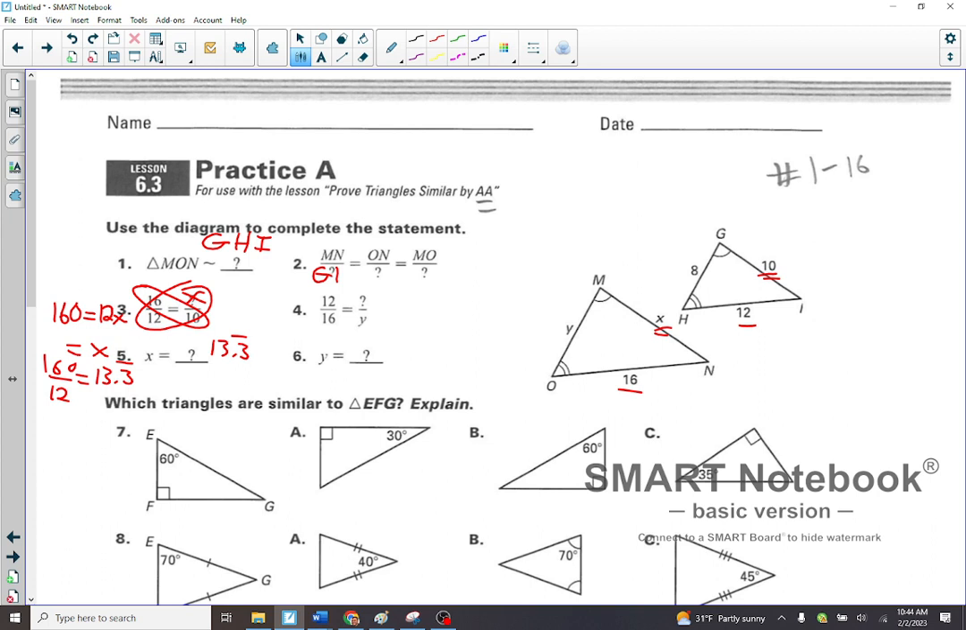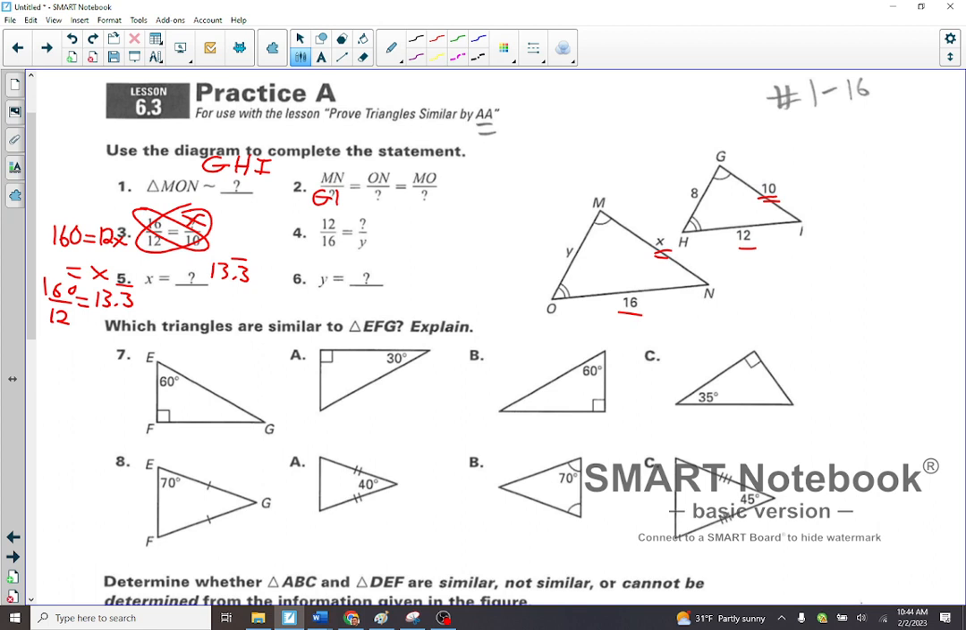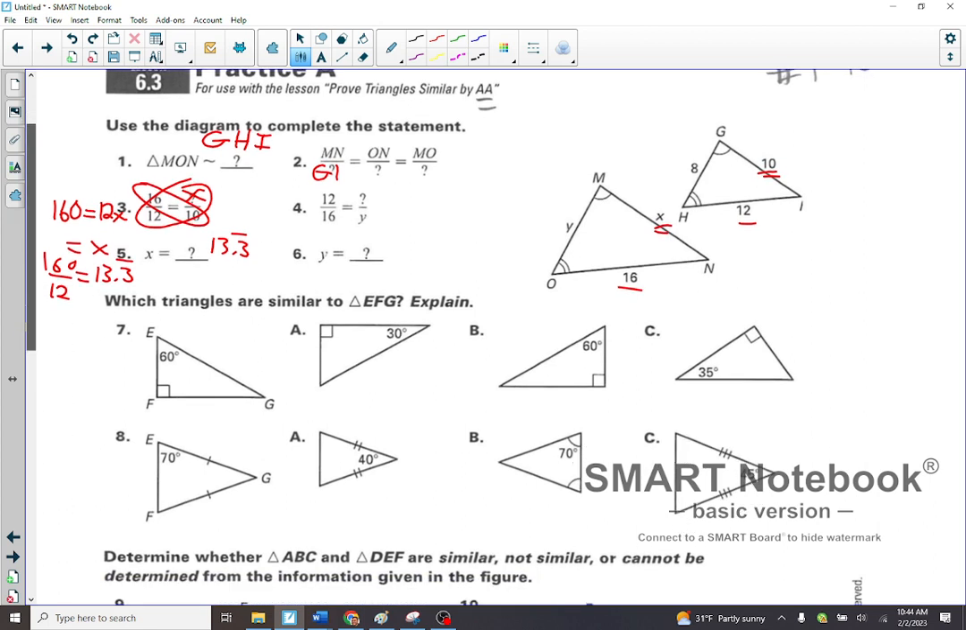Wait, what's the difference, 12 over 6 then? Do you get different answers if you put 12 over 6 or 16 over 12? They're different setups, as long as you're consistent with it. So 12 over 6 is different than 16 over 12. You're not forced. You can set it up consistently the same way every time.